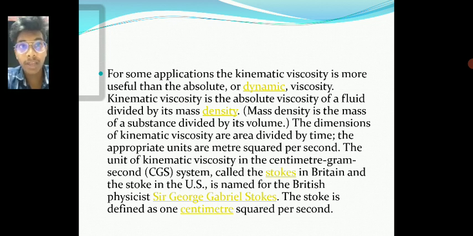The unit of kinematic viscosity in the centimeter-gram-second (CGS) system is called the Stokes in Britain, and the Stoke in the US. It is named for the British physicist Sir George Gabriel Stokes. The Stoke is defined as 1 centimeter square per second.